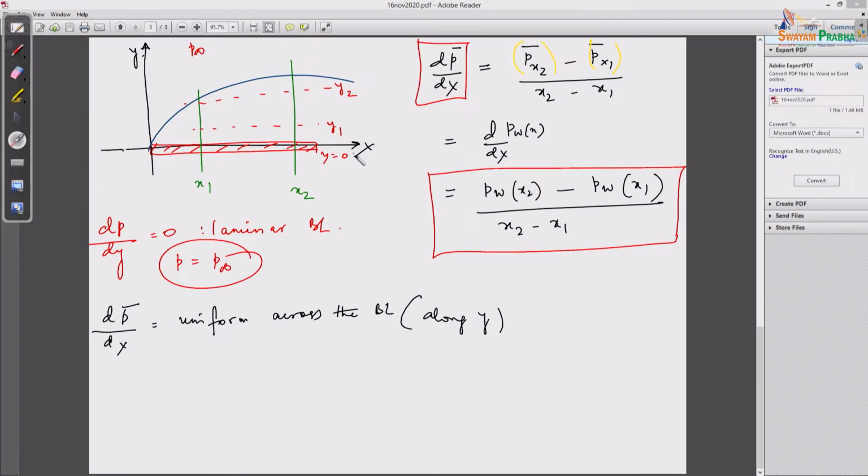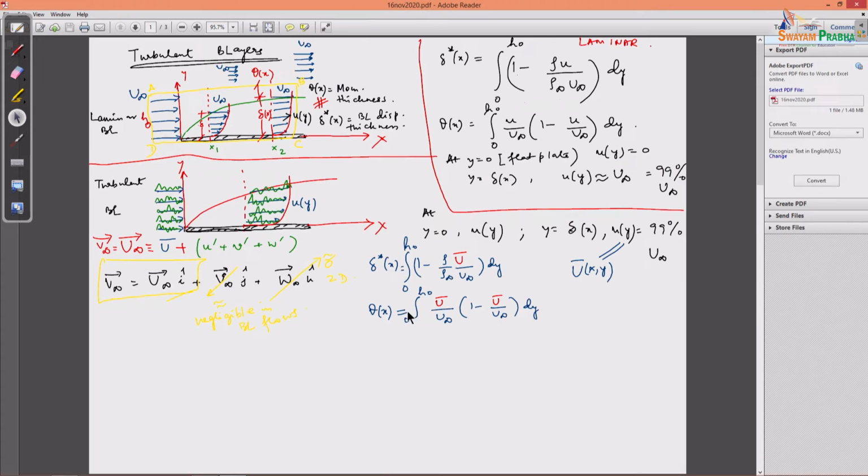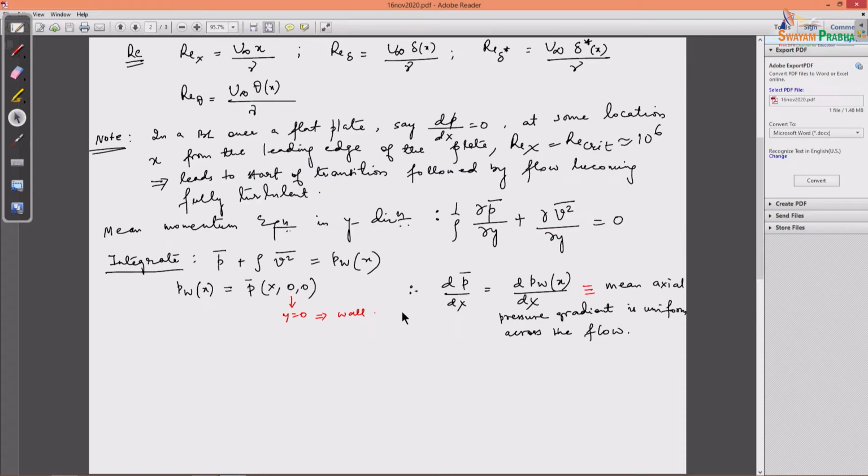The pressure gradient in the x direction is essentially the mean pressure gradient in the x direction, and we found that that is equal to something we define as Pw. What is Pw? Essentially Pw is the pressure at the bottom wall. So W represents wall.